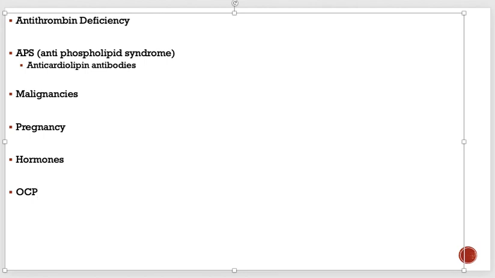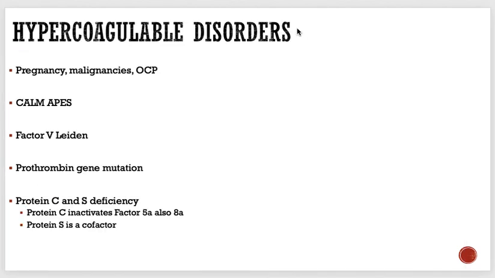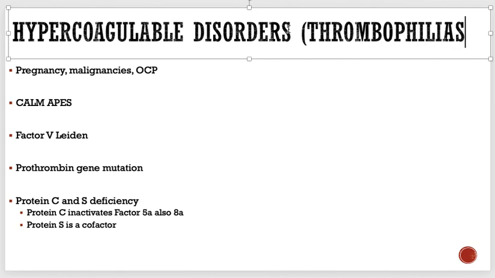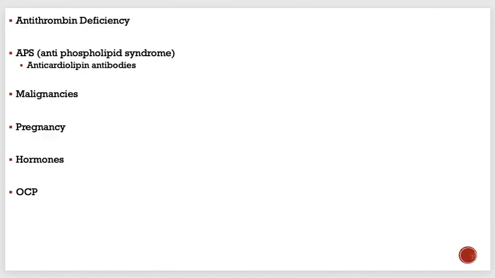And anyone who has a hypercoagulable state, we call it, don't get confused if your books say this, thrombophilias. As the name shows, thrombus loving, there is more and more thrombus formation. Many causes are congenital, like factor 5 Leiden, prothrombin deficiency, antithrombin deficiency, protein C and protein S deficiency, and others, like familial dysfibrinogenemia.